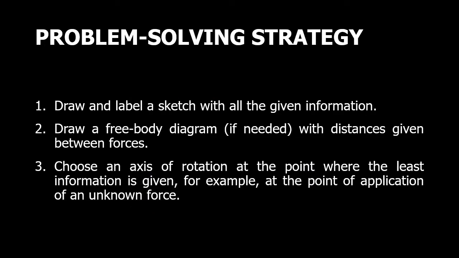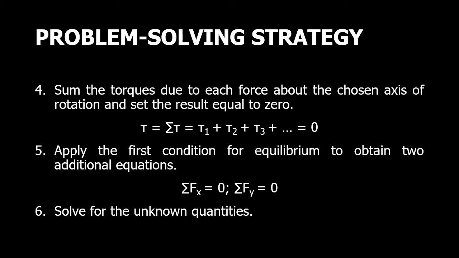For the problem-solving strategy, again: label, sketch, free body diagram. Pili ka ng axis of rotation at the point where the least information is given, for example, at the point of application of an unknown force. Sum of the torques due to each force about the chosen axis of rotation and set the result equal to 0. Ayun yung ginawa natin kanina. Apply the first condition for equilibrium to obtain two additional equations. Kaya nyo na mag-figure out nyan kung bakit. Basta 0 kapag in equilibrium siya.